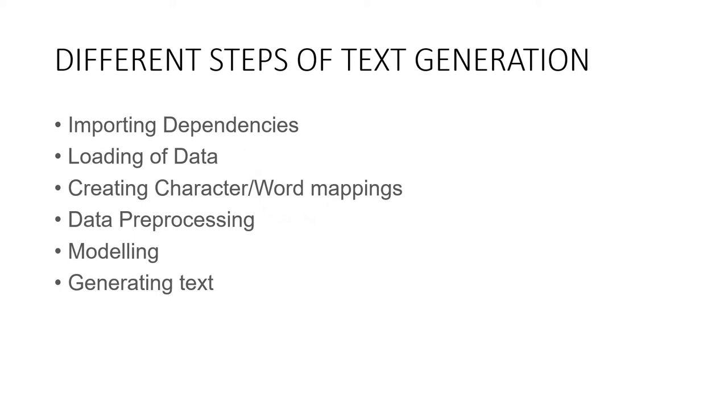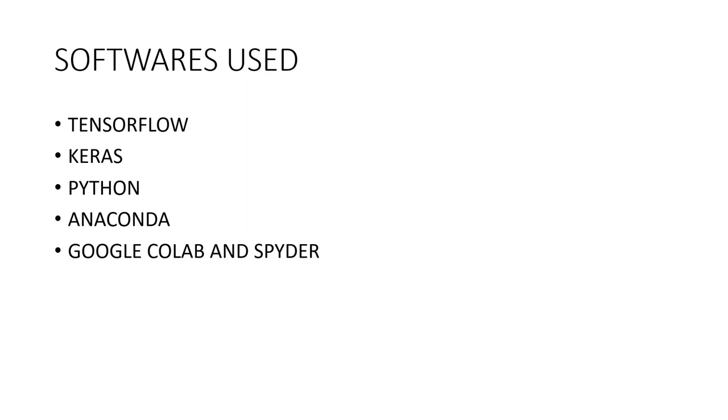What are the different steps of text generation? That is importing dependencies, loading the data, creating character word mappings, data pre-processing, modeling, and generating the text. Now the software we use: I am using TensorFlow 2.2, Keras, Python, Anaconda, and Google Colab. This is another interesting tool, and Spyder also I am using.